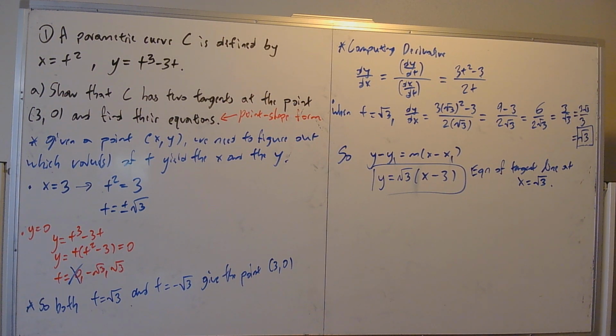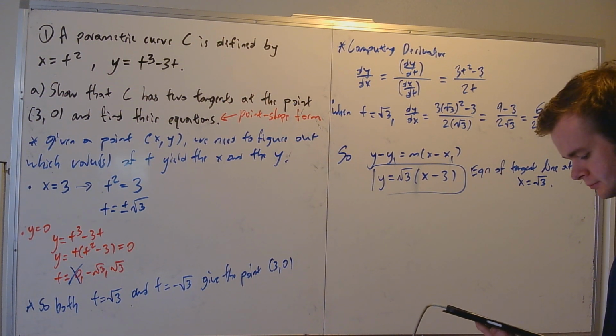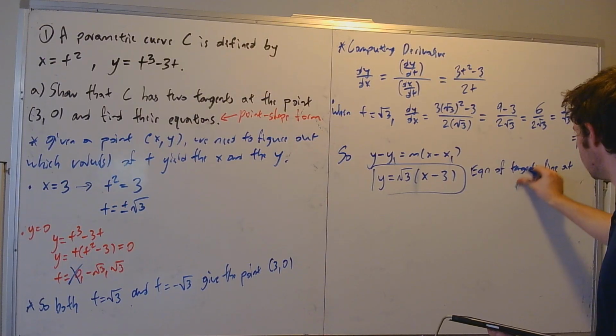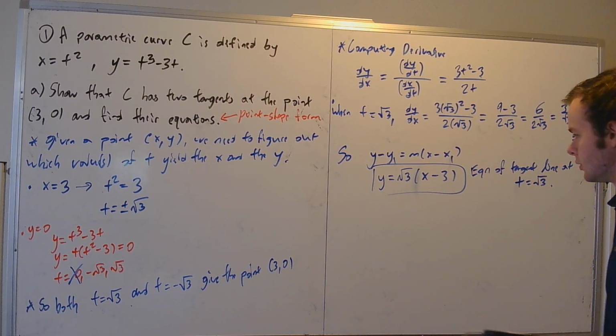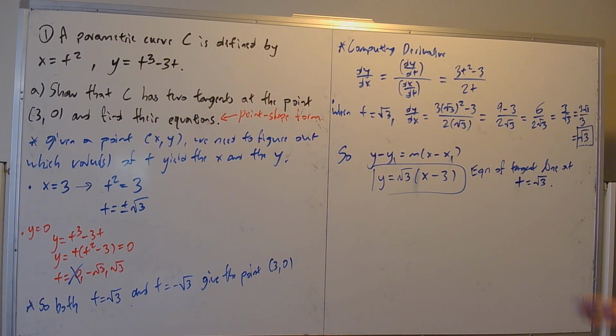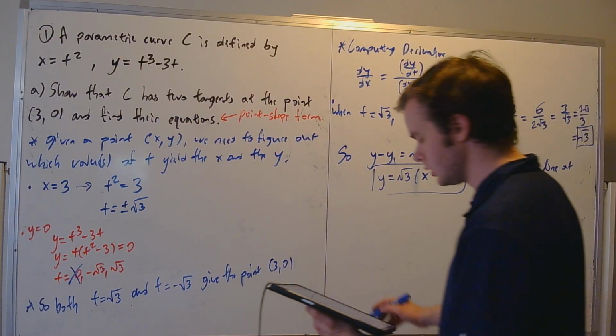Okay. And now, t equals square root of 3. That's what I meant to say. So at t equals square root of 3, that's the equation of our tangent line.